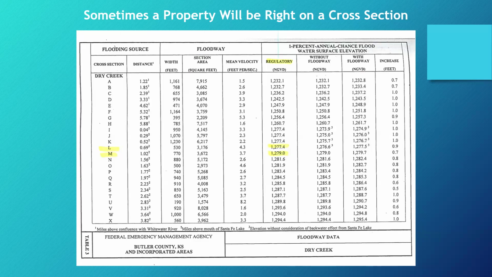And then you can come back to the floodway data tables. You can find the two cross sections that you were using for that flooding source, and then go across and look at what the regulatory numbers are for those two cross sections and make sure that your base flood elevation falls in between those two numbers. If you got something outside of that range, it's definitely wrong and you should go back and check your work.